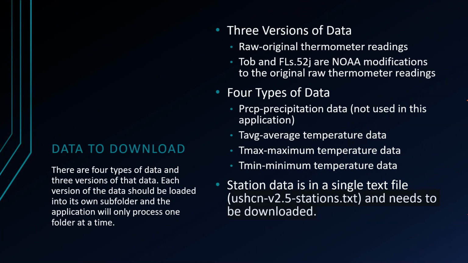The application processes 3 types of temperature data: average, minimum, and maximum. It does not handle precipitation data, which is not required for downloading. If multiple versions of the data are needed, each should be downloaded into its own subfolder.